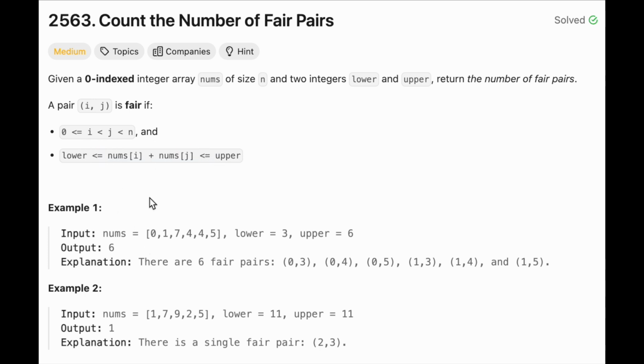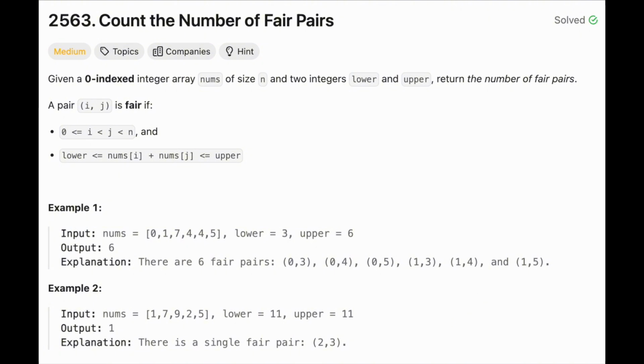So if we look at this example, there are 6 pairs at these 6 indexes that are between 3 and 6. So 0 plus 4, 0 plus 4 again, 0 plus 5, 1 plus 4, 1 plus 4 again, and 1 plus 5. So that's why we return 6. If we look at this example, the only pair that is between 11 and 11 is 2 and 3 because 9 plus 2 is equal to 11. So we return 1 as our output.